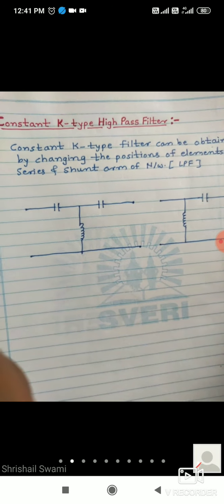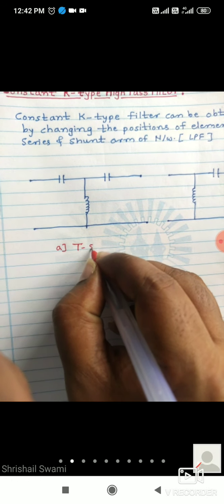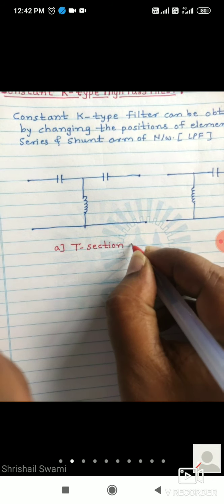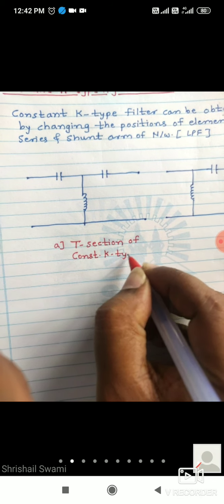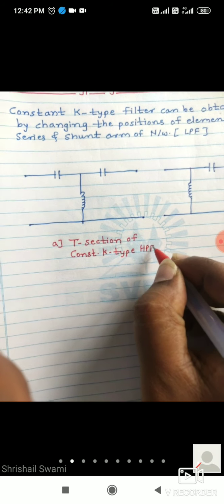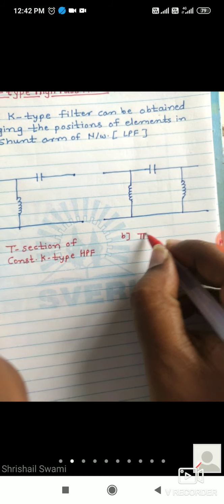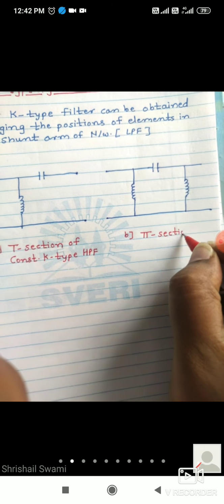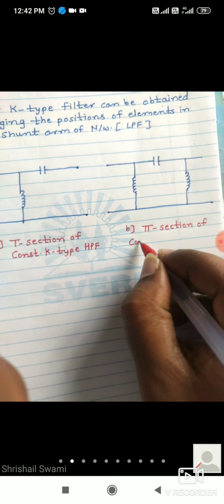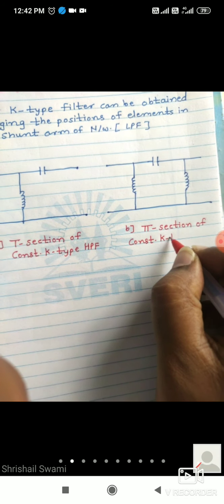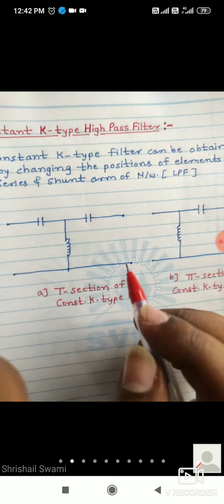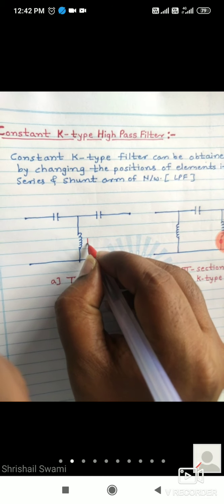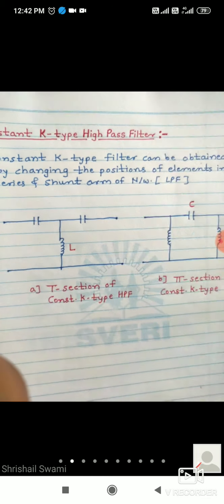Okay, so we will name this figure A, that is the T section of constant K type HPF, high pass filter. This is figure B, that is the pi section of constant K type high pass filter. Now this will be L and this will be C as it is.